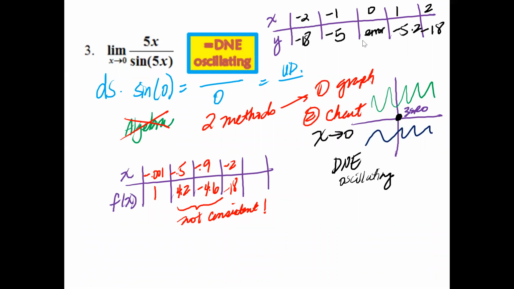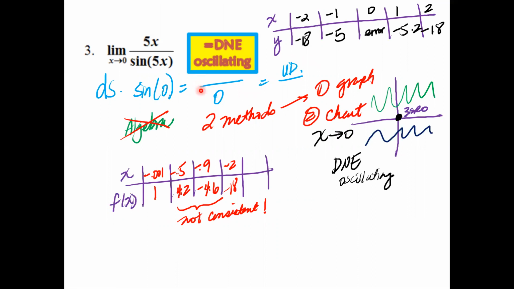All right, let's go ahead and take a look at the last example here. This is the one that says as x approaches 0 for 5x over sine 5x. Initially, if you do direct substitution, sine of 0, if you plug that into your calculator, is going to give you an undefined, okay? Because it's a result with a 0 in the denominator, which is undefined.